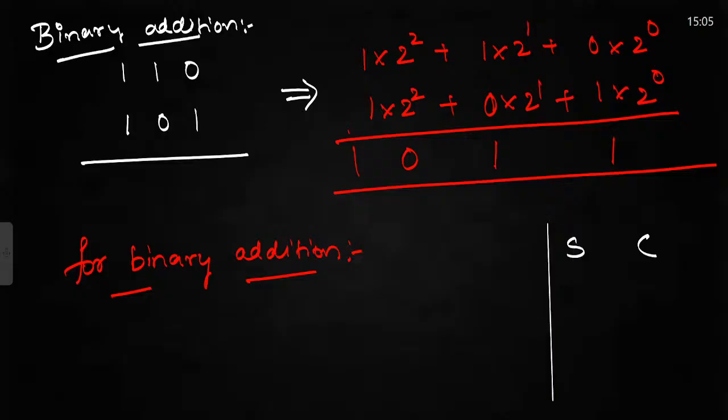Now let us say I am taking the sum of 0 plus 0, then my sum will be 0 and carry is equal to 0. Or if I am taking 1 plus 0 or 0 plus 1, then my sum will be 1, carry will be 0. But if I am taking 1 plus 1, then the sum is 0 and carry is 1. So that is how we will do binary addition.